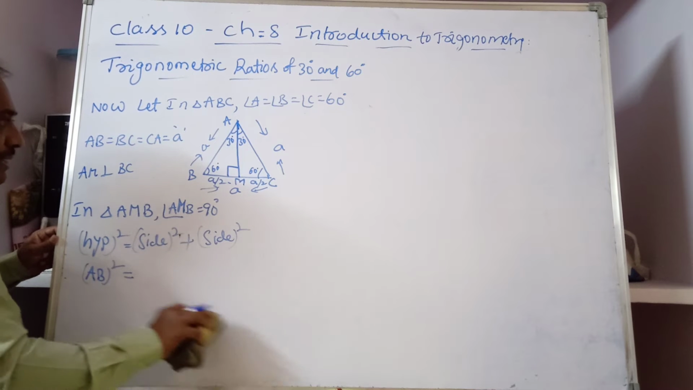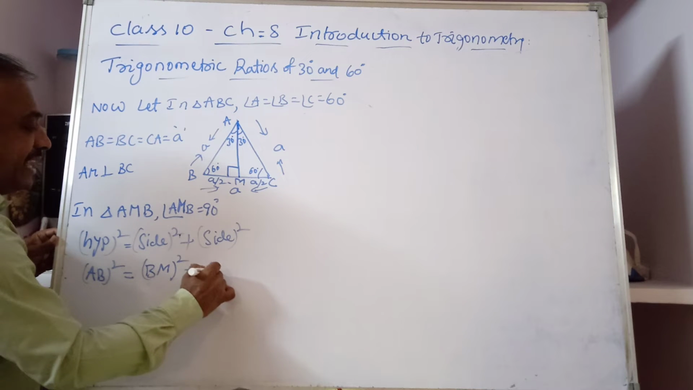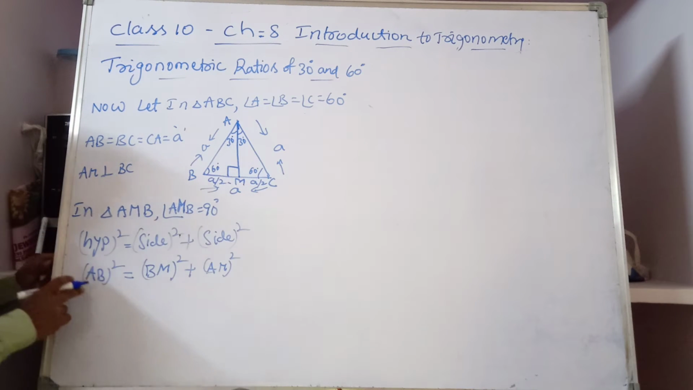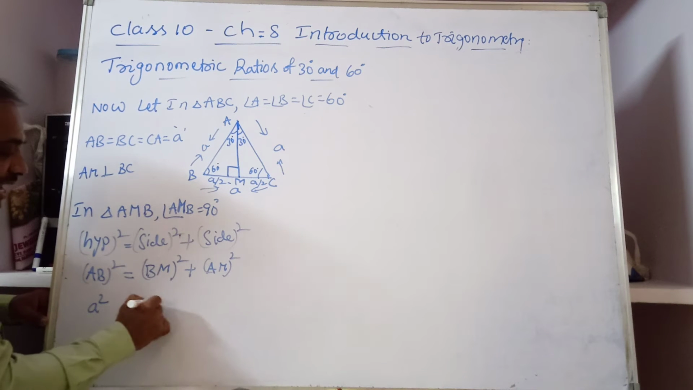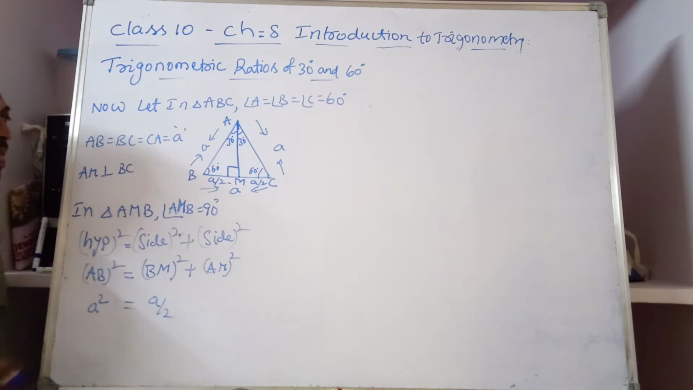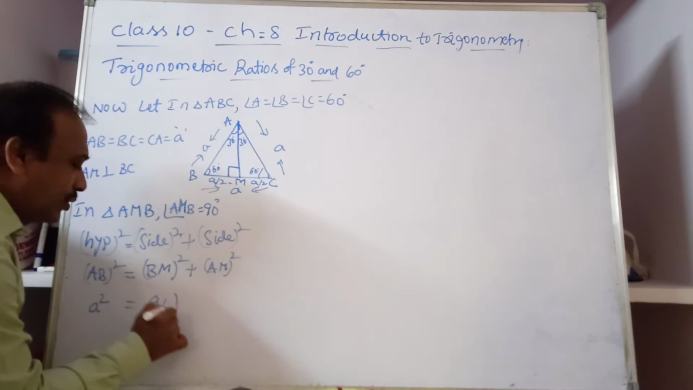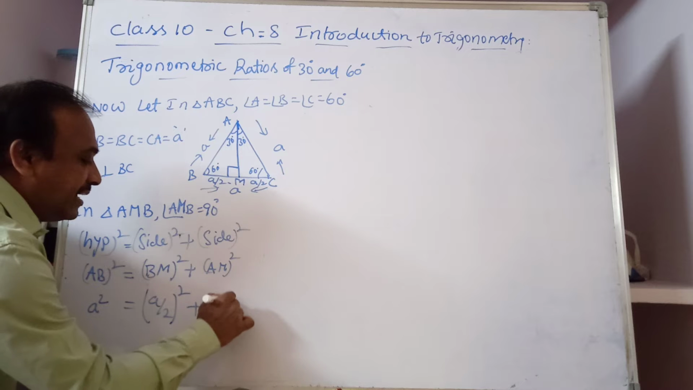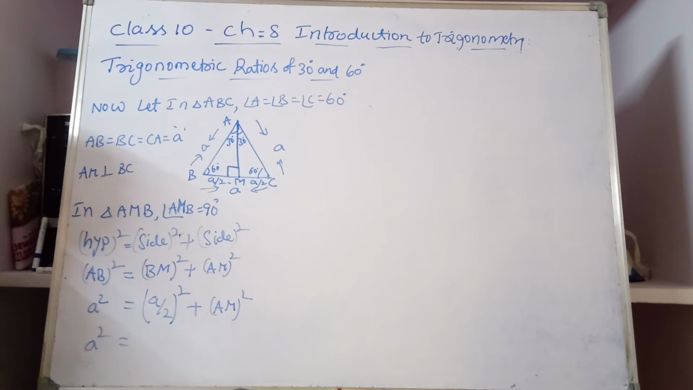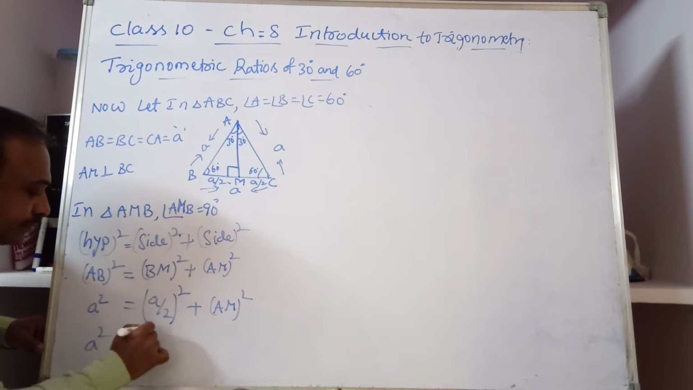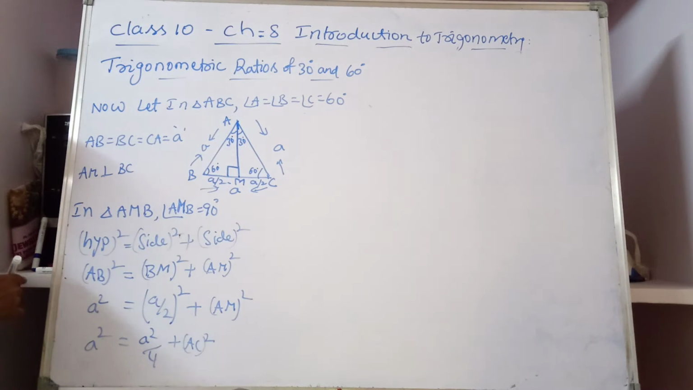We will write AB square is equal to BM square plus AM square. Now AB we know is A, and the total distance is A. Exactly, M is the median as well as the altitude, so BM is A by 2. So A square is equal to A by 2 whole square plus AM square, that is, A square by 4 plus AM square.